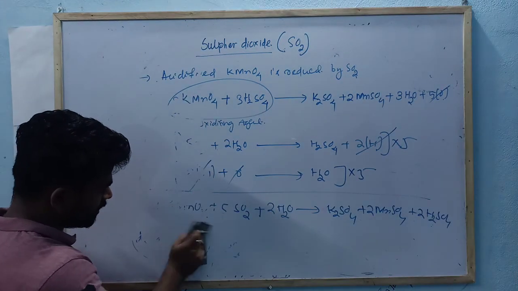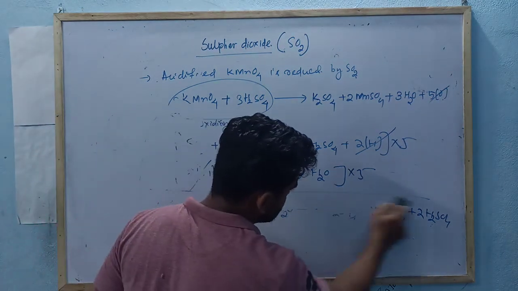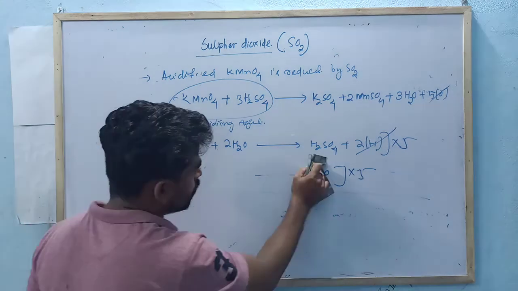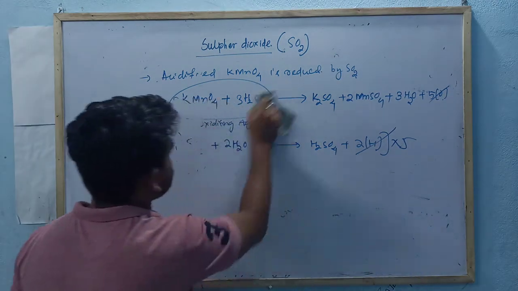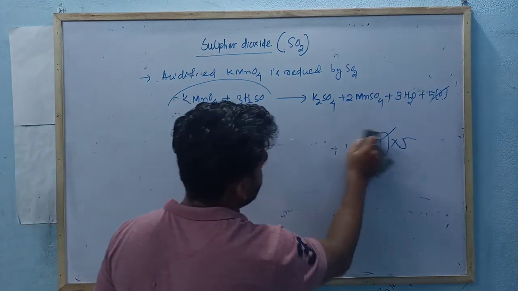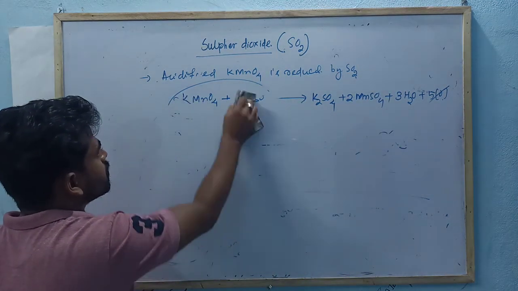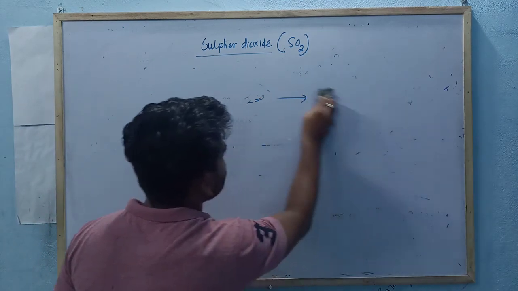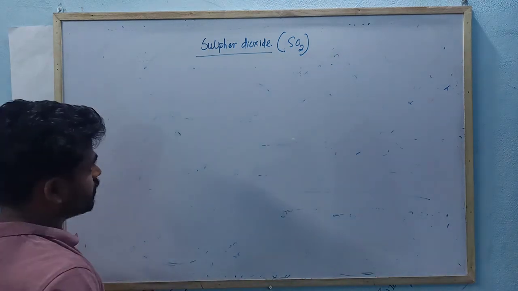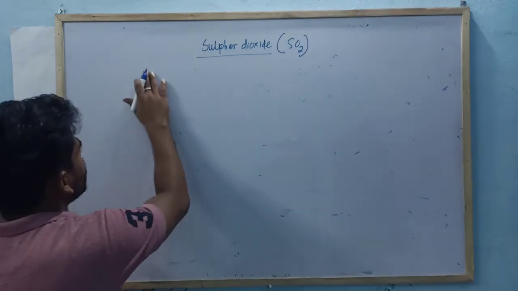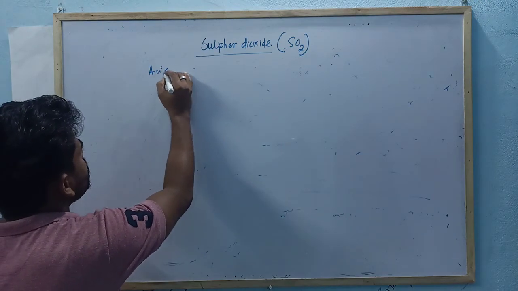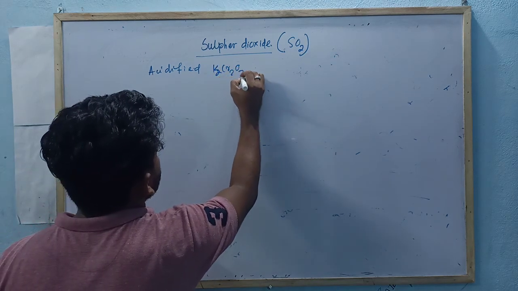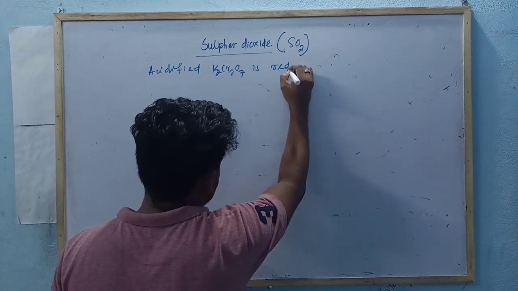about its reducing nature, there is also another strong oxidizing agent, that is acidified potassium dichromate, okay, which is also reduced by this sulfur dioxide. Okay, let us write down its equation. So acidified potassium dichromate, acidified K2Cr2O7 is reduced.